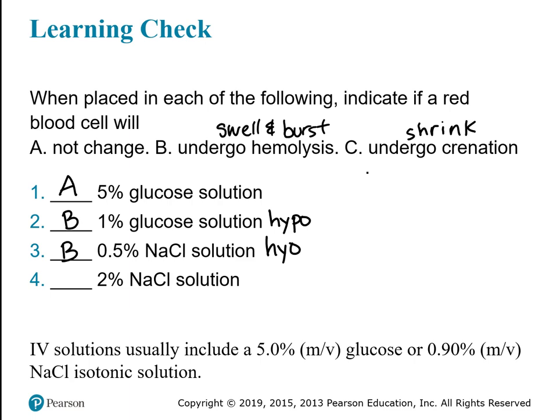And a 2% solution, that's much more. So that's going to be a much higher concentration on the outside. You're going to have the water flowing from the red blood cell to the outside, and you're going to shrink. Again, your understanding of isotonic, hypotonic, and hypertonic will help you understand hemolysis and crenation. So you cannot separate those two concepts.